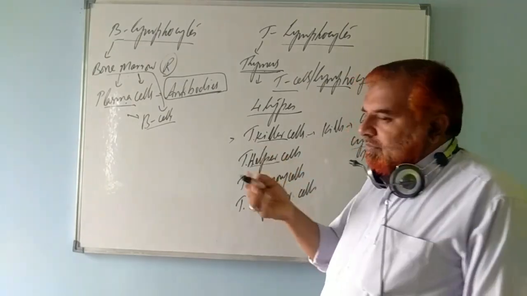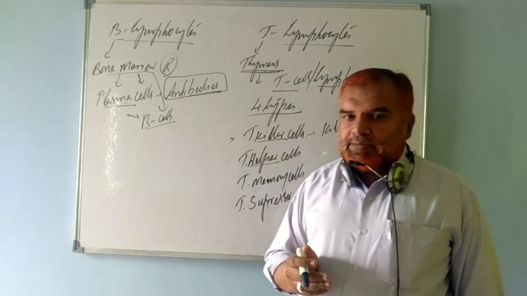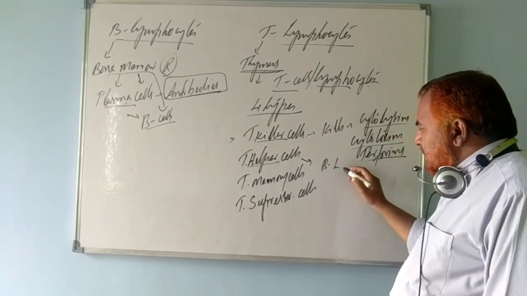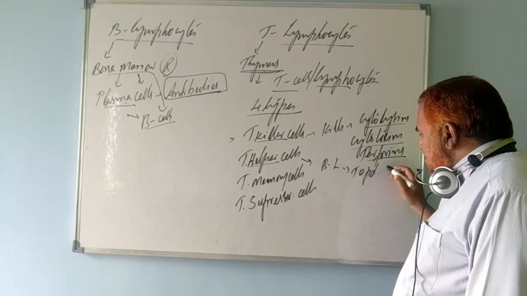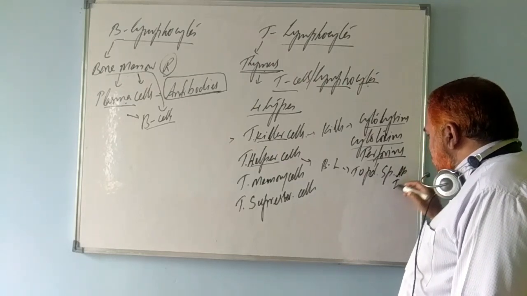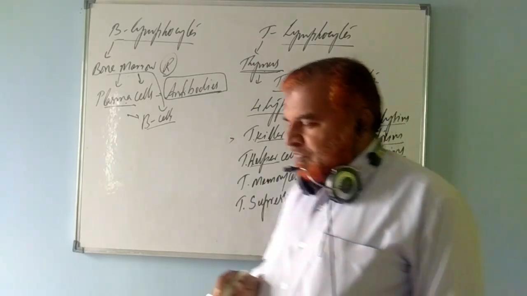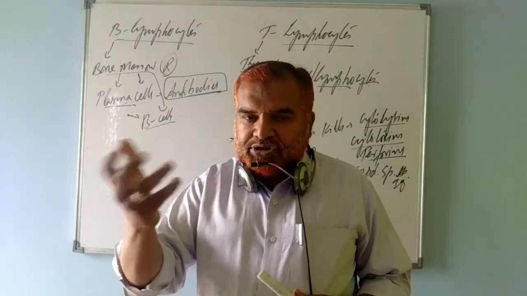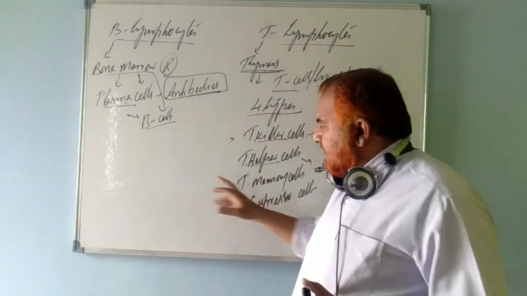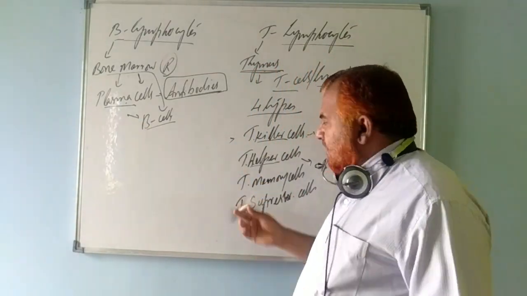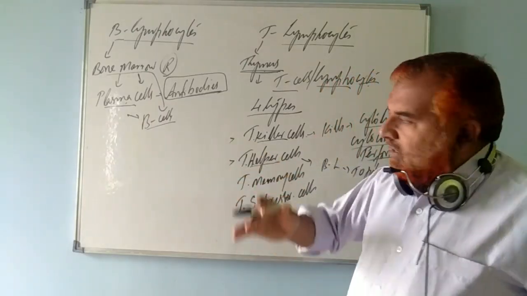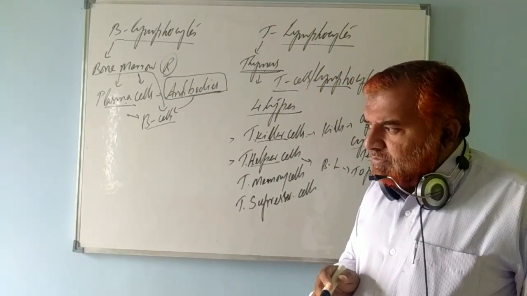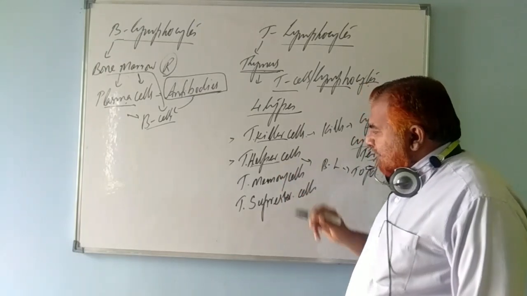Right? Helper, as the name suggests, these cells help other cells. Which cells? They help the B cells. They help B lymphocytes. What for? To produce specific antibodies, specific immunoglobulins. T helper cells, as the name suggests, help in the production, secretion, or proliferation of B lymphocytes. This type of T lymphocytes helps in the production of specific antibodies by B cells or by plasma cells. Such cells are known as T helper cells.